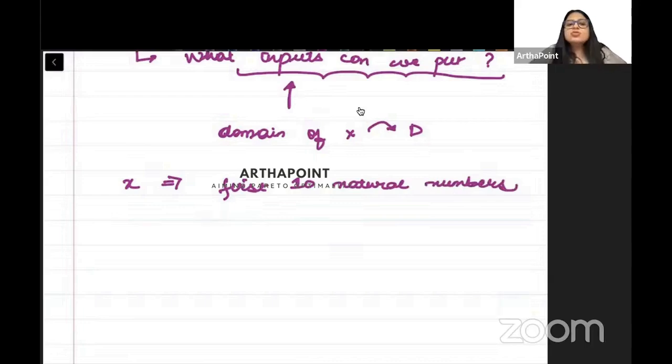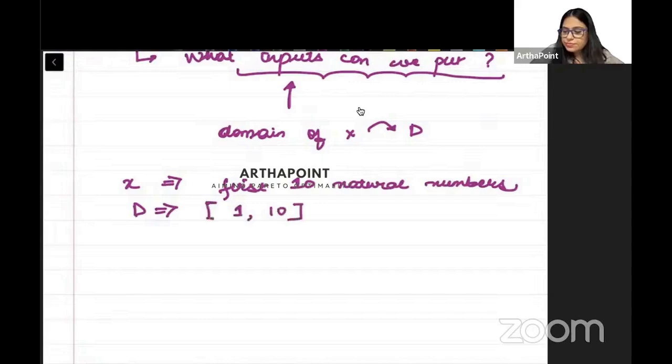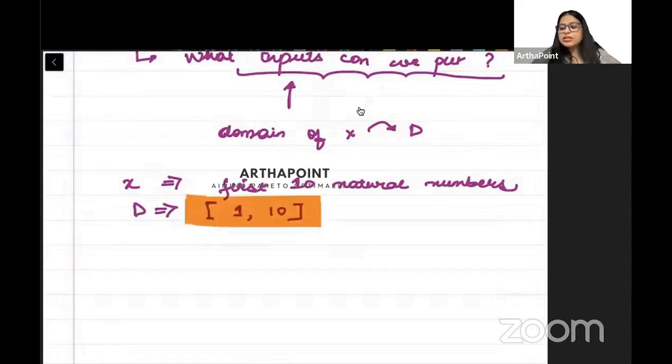X can take values in the first 10 natural numbers. So what will be the domain? From 1 to 10, the first 10 natural numbers. X can only take values within these. It can only take values in this. Understood? So the domain of x, what values x can take, will be from 1 to 10. Right? So this is the meaning of the domain. Clear? Okay.